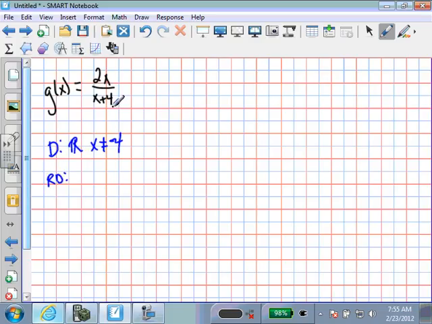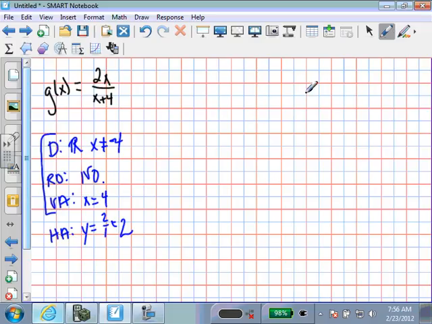Both of these are completely factored and nothing cancels, so I have no removable discontinuity, which means that x cannot be negative 4. It is now a vertical asymptote at x equals negative 4. Those things go together. My horizontal asymptote: the degree of the numerator is 1, and the degree of the denominator is 1, so they are the same. The leading coefficient here is 2, and the leading coefficient here is 1. So y equals 2 over 1, which is 2.